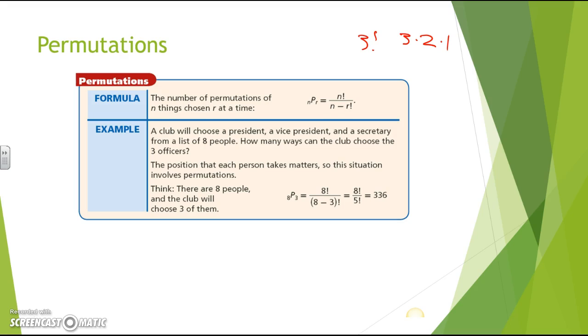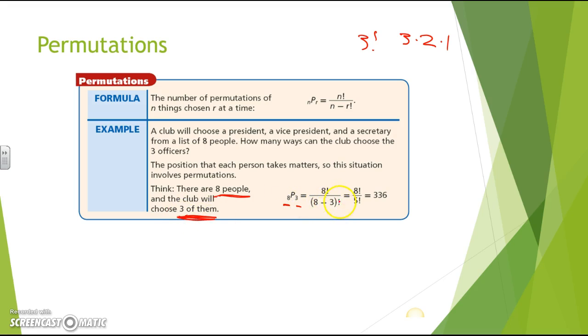How many different ways can the club choose the 3 officers? The position that each person takes matters, so this situation involves a permutation. Think that there are 8 people, and the club will choose 3 of them. My n, my number of things, is my 8 people, taken 3 of them at a time.